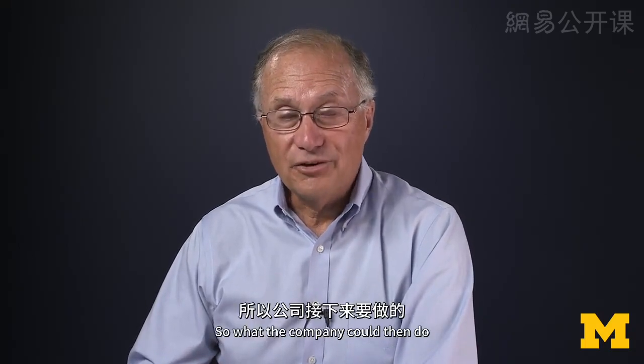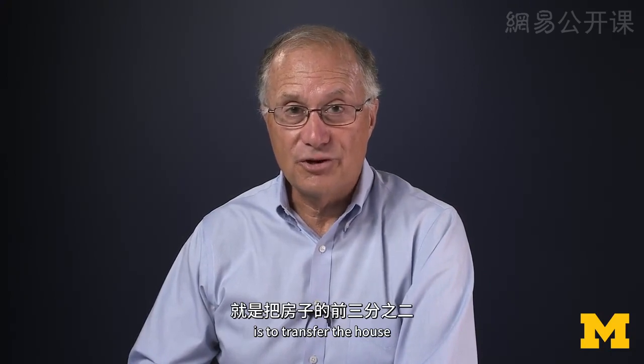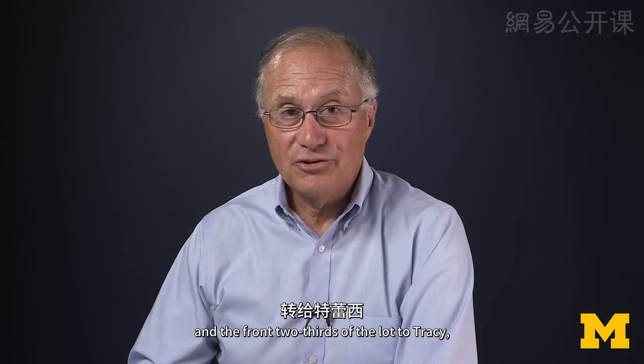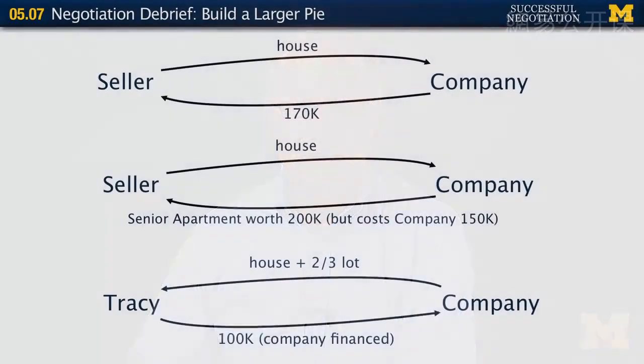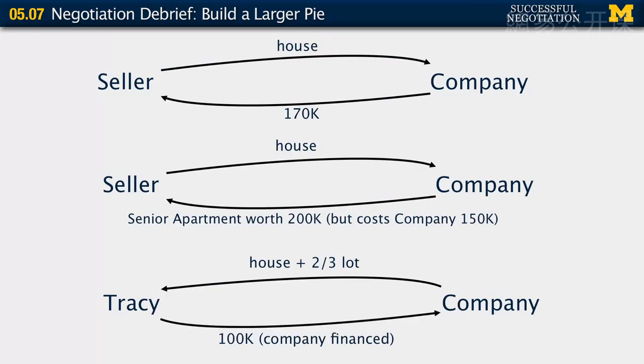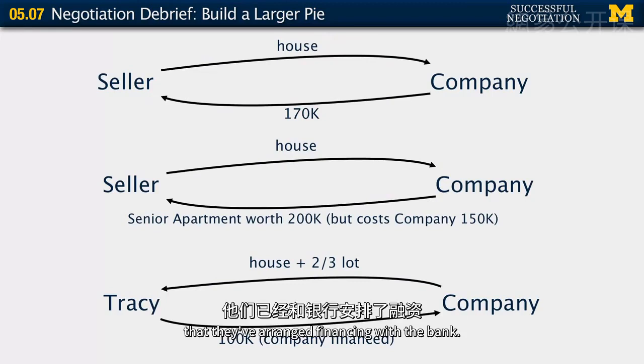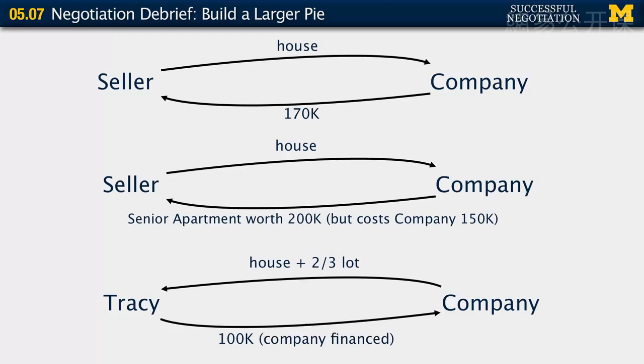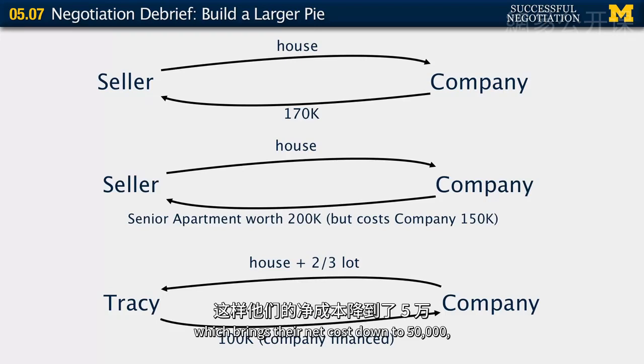So what the company could then do is to transfer the house and the front 2/3 of the lot to Tracy, the relative of the uncle who really wanted the house but couldn't afford it. The company could sell it to Tracy for, let's say, $100,000. The company could finance the purchase. The buyer's role states that they've arranged financing with the bank. And so this reduces the company's cost by another $100,000, which brings their net cost down to $50,000, and which means that they get to keep $200,000 from that bag of money, in effect.